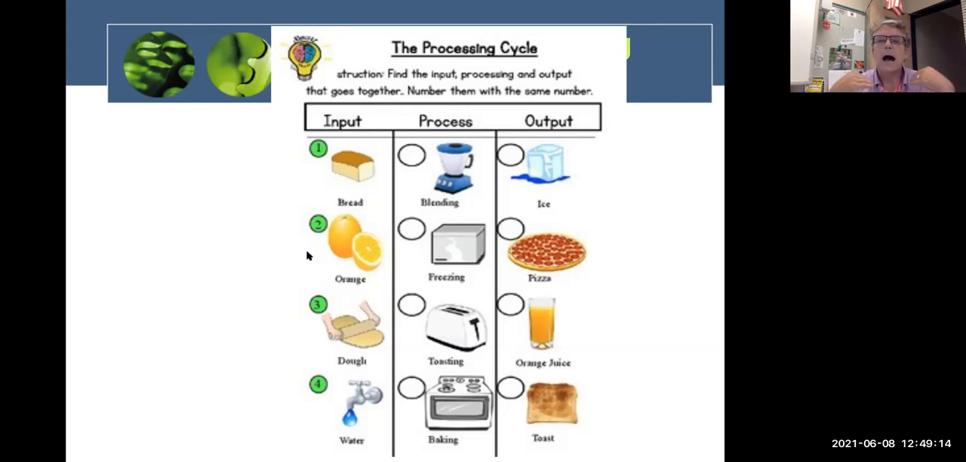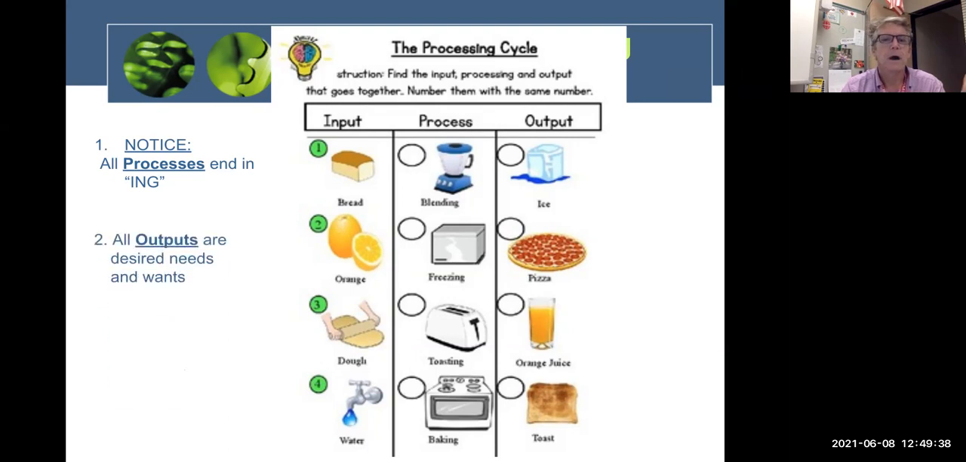That's great. I find this when we were working on closed loop systems, that what the input and what the process are can be difficult. When they're expressing it, it's not as straightforward as this. So I like this. All right, so notice all processes end in ing. Blending, freezing, toasting, baking. All outputs are desired wants or needs. Ice for my orange juice so I can eat my hot pizza and have a slice of toast afterwards.